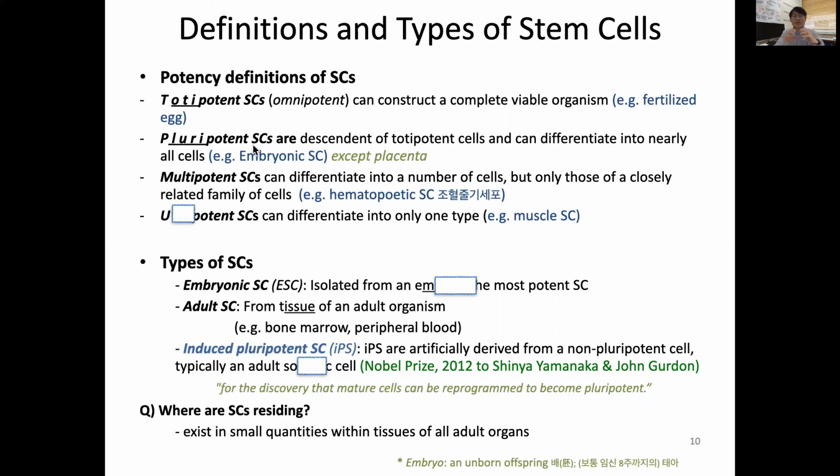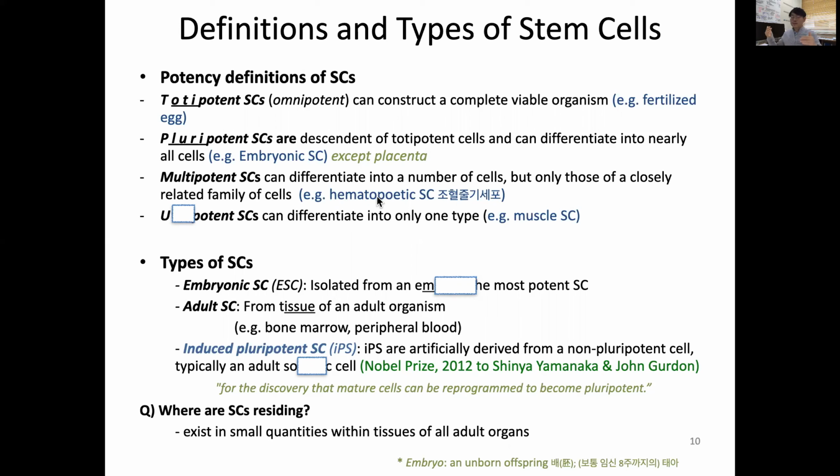Embryonic stem cells, however, do not come from the placenta, so they cannot form the placenta. Now, going downwards, some stem cells can differentiate into a number of cells, but only those from a closely related family of cells, which we call multipotent stem cells. A good example is the hematopoietic stem cell, which is a blood-cell-making stem cell.